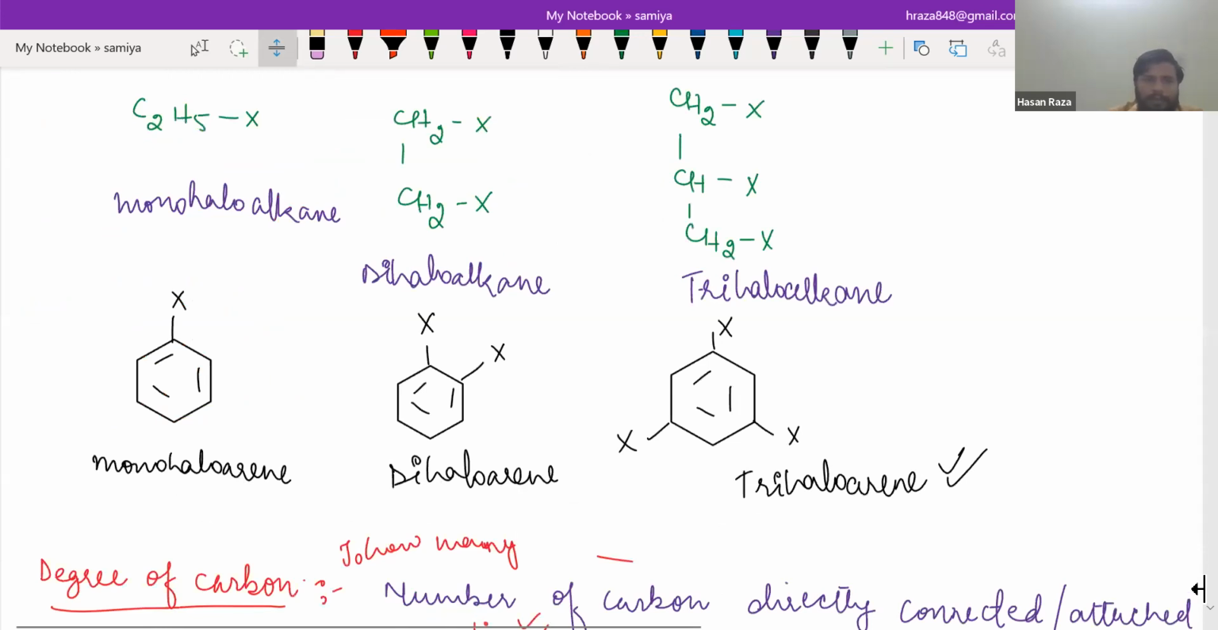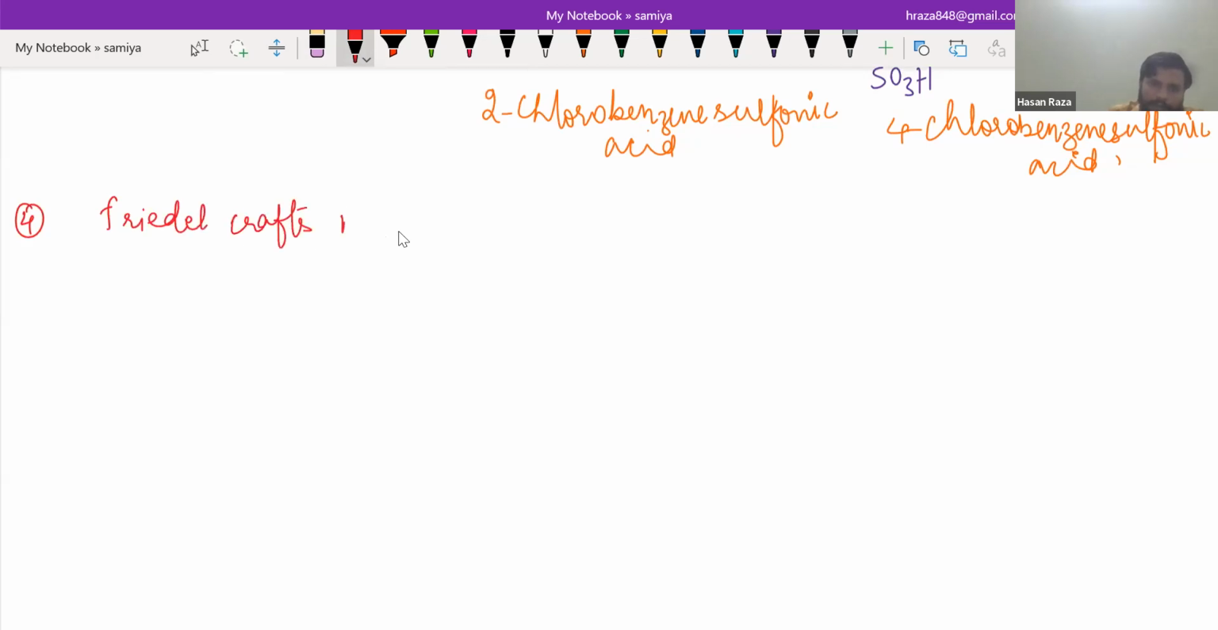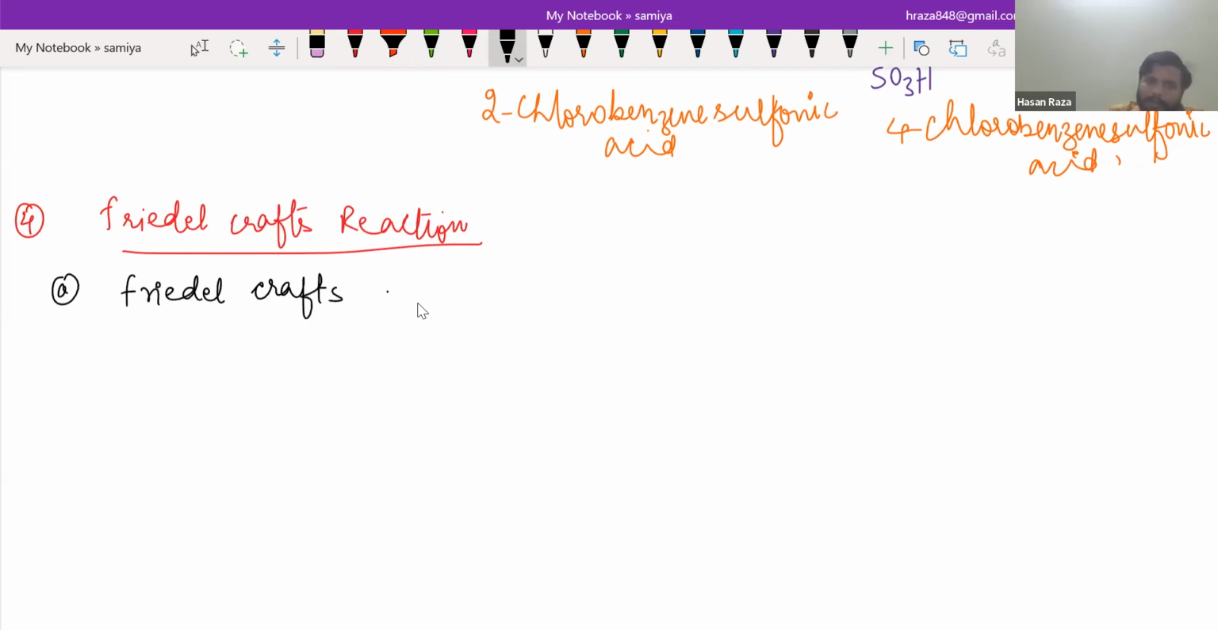Now see, the next electrophilic substitution reaction, fourth, is Friedel-Crafts alkylation. This will be divided into two parts. There are two types of Friedel-Crafts reaction. The first one is Friedel-Crafts alkylation. Alkylation means we are going to add an alkyl group. And how are we going to add it?